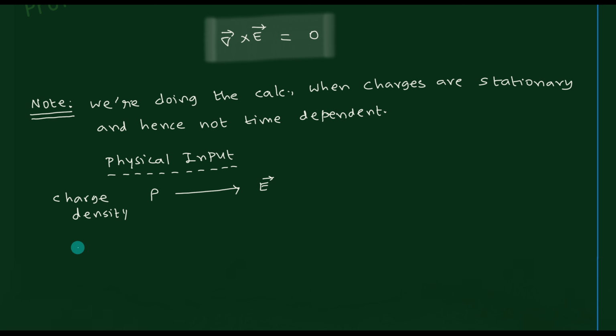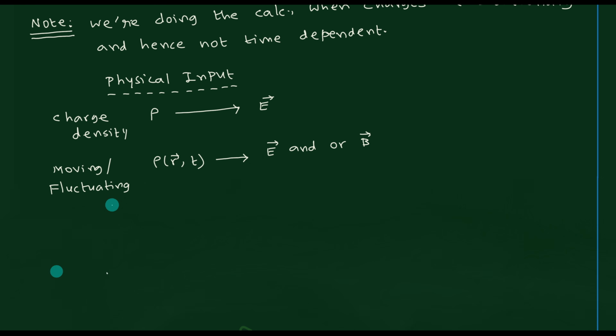The second point is, what about the charge density? Is it a function of time or not? That is the question. In case it is a function of time, we can say that it is moving or it is fluctuating. Anything can happen. If you are going to have fluctuating or moving charges, then a pure electric field is not possible. You will have to have a mixture of electric and magnetic field, or sometimes you may have only magnetic field.